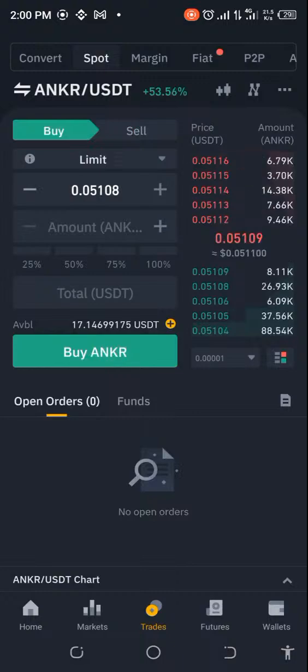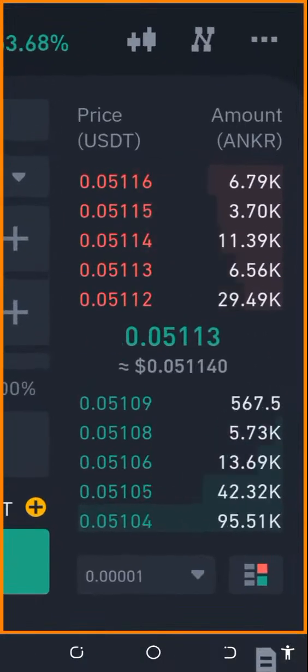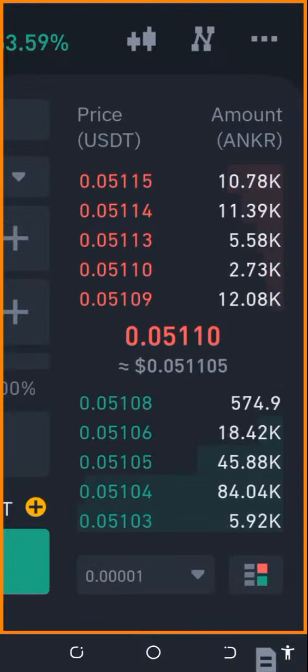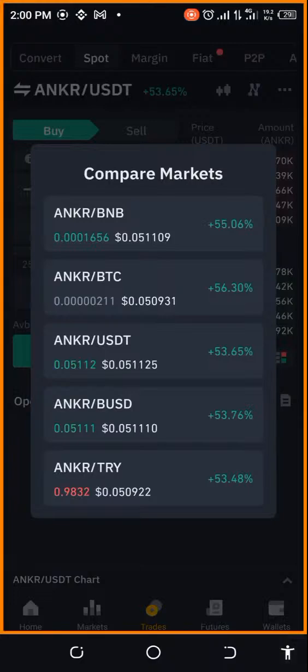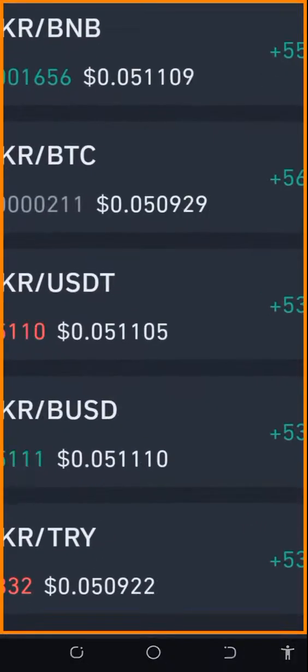What is the price right now? Okay, the price is 0.05110. Let's go check the compare markets, because it's really flipping and flopping. Okay, as you can see here, BTC is 0.0509. USDT is definitely going to get back to 0.0509, and I'm going to put it back at 0.0509. That is what I am going to put it back as, and that's what I'm going to sell it as.